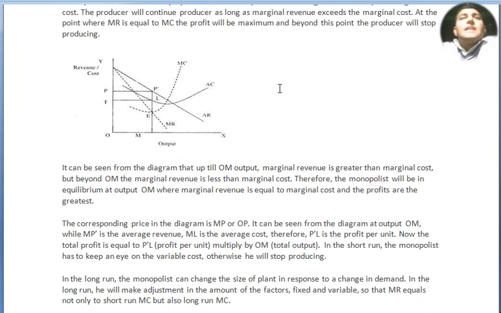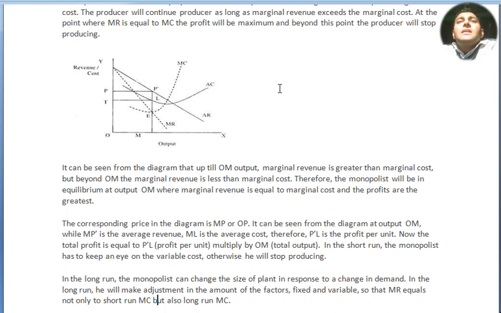It can be seen from the diagram that up to OM output, marginal revenue is greater than marginal cost, but beyond OM, the marginal revenue is less than marginal cost. Therefore, the monopolist will be in equilibrium at output OM, where MR, marginal revenue, is equal to marginal cost, and the profit is the greatest. The corresponding price in the diagram is MP or OP.